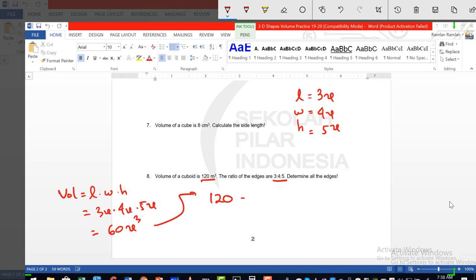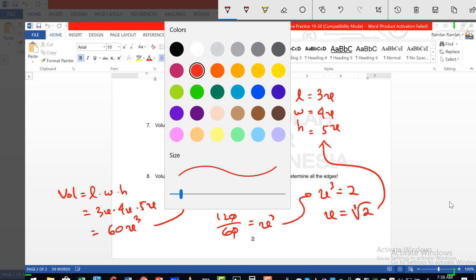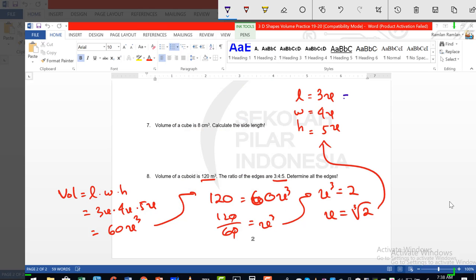So 120 is equal to 60x to the power of 3. So if we move the 60 over here, it equals x cubed. So x cubed will be equal to 2. So x is equal to the cube root of 2. Okay, you can use a calculator for this one, or just leave it like this. And then we go back here to find the length, width, and height. So the length will be 3 times the cube root of 2. This is 4 times the cube root of 2, and 5 times the cube root of 2.